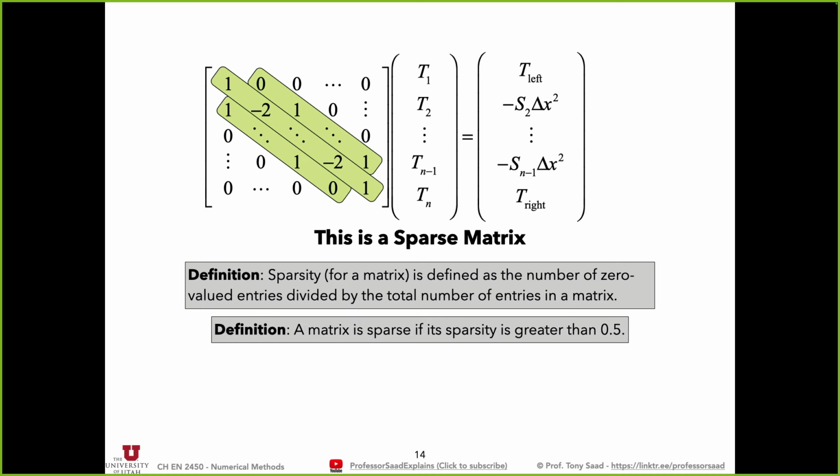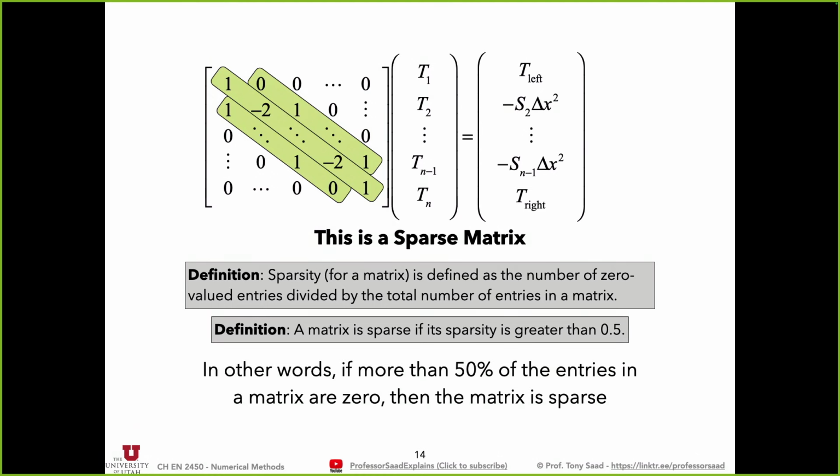And then we say the matrix is sparse if its sparsity is greater than half. In other words, if more than 50% of the elements in a matrix are 0, then the matrix is sparse. So you have 100 entries, 50 or 51 entries are zeros, then the matrix is sparse.